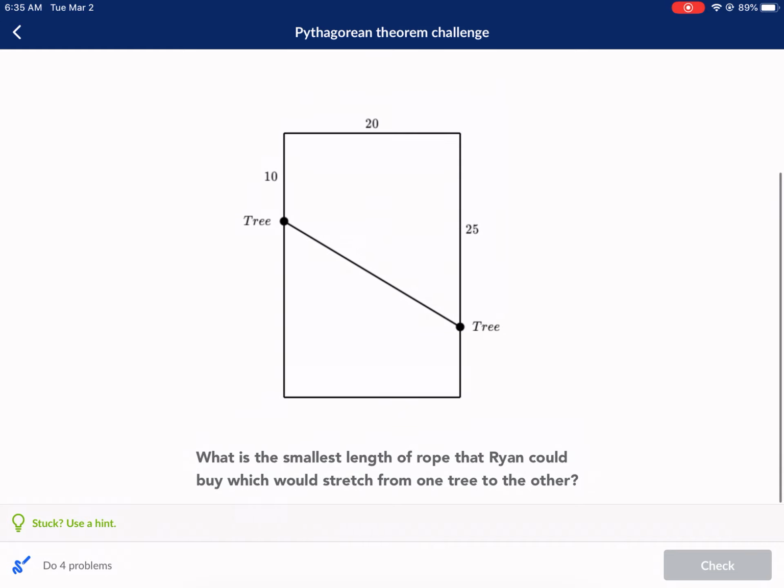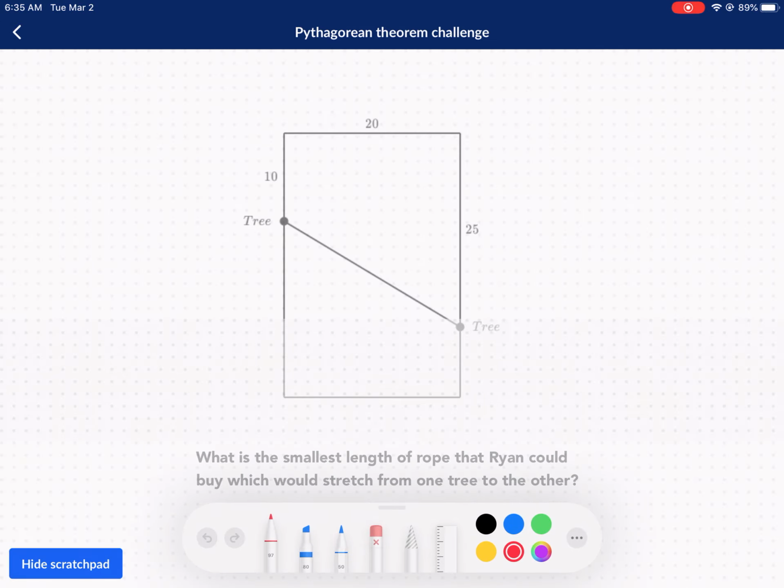Okay, so we got the two trees there. Essentially what we're trying to find is this length here. Let me just make it in blue. So we're trying to find this length, and we have some information here. Obviously this is a Pythagorean theorem challenge, so we need to use a squared plus b squared equals c squared in some capacity. What is that capacity? Well, we have to draw a right triangle. It's all about right triangles, Pythagorean theorem. We can easily do this. Now, how do we do it?